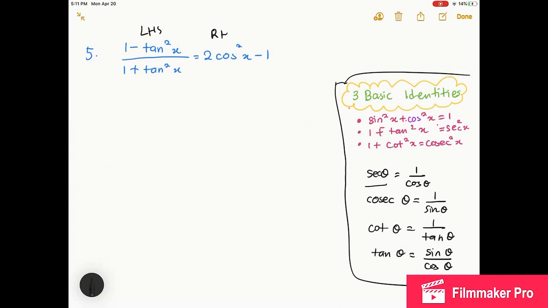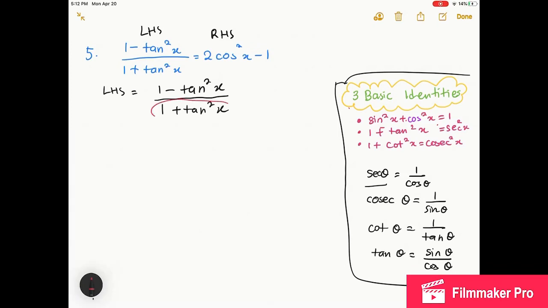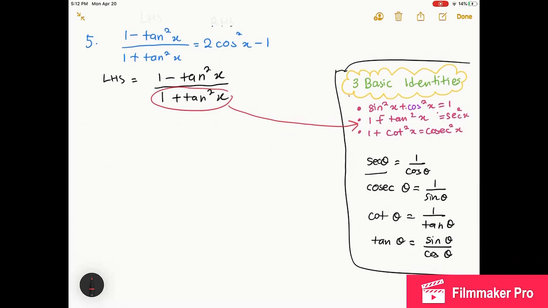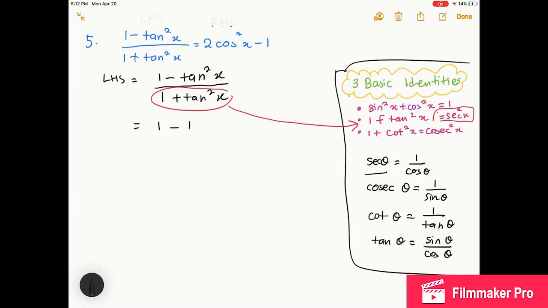So I take the longest one to be solved, which is my left hand side, which is 1 minus tangent square theta, tangent x, sorry, over 1 plus tangent square x. Okay, in this case, if you compare the equation, you see that the denominator is the same as the formula, basic identities formula. So we can replace this as easy as that for secant square x, but not for 1 minus tangent square x. There's nothing that is the same as 1 minus tangent square x. So it's okay. Let's just continue with what we have.